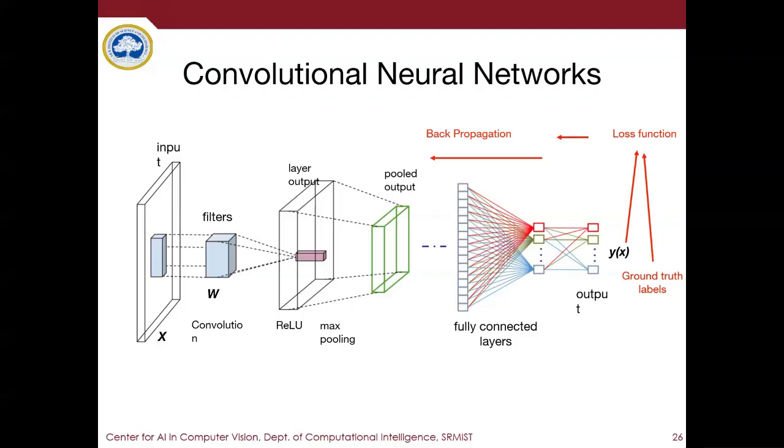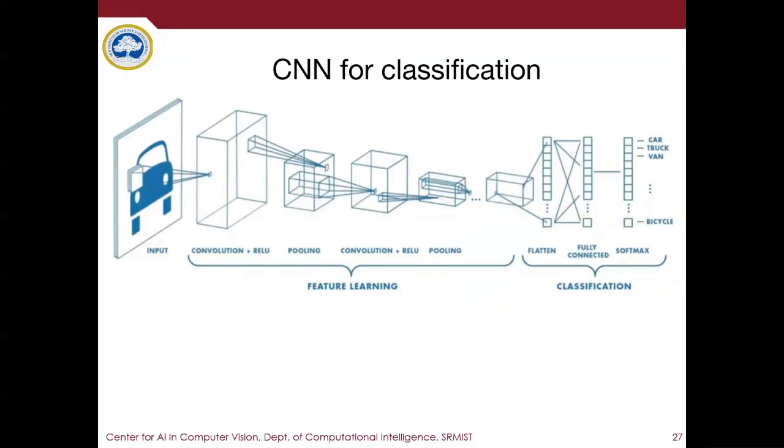Yes. Once you are done with the convolutions, this is where the feature learning happens. The machine is automatically learning which are the important features. And once you do that, you can apply it for any kind of vision task, like classification or segmentation or detection, whichever you are interested in.